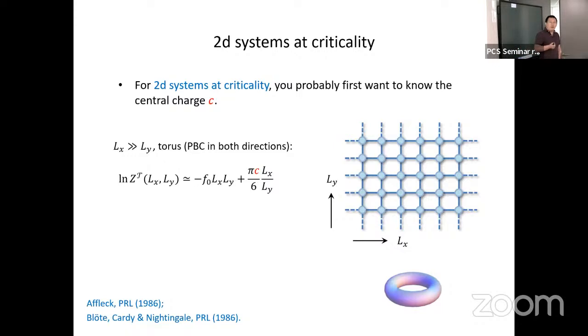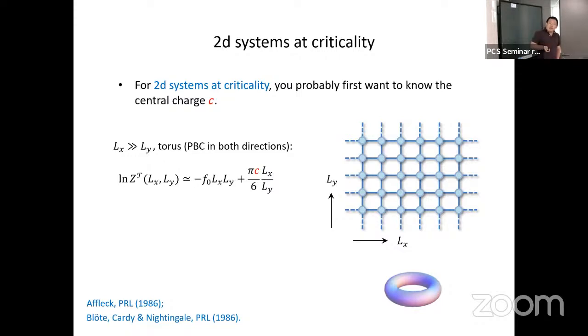And if we are doing numerics, probably the first thing you would like to know is the so-called central charge of this conformal field theory. So at least if you see central charge equal to 1/2, then there's no other choice. But of course, it could be more complicated, and you have multiple choices if you get the central charge alone.